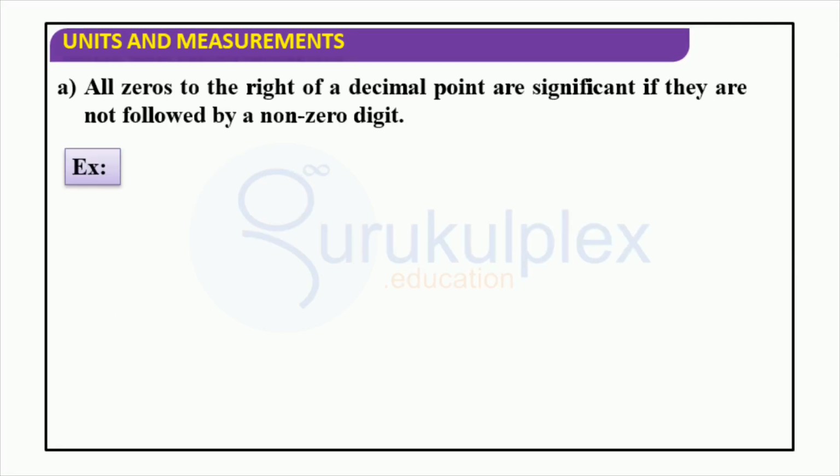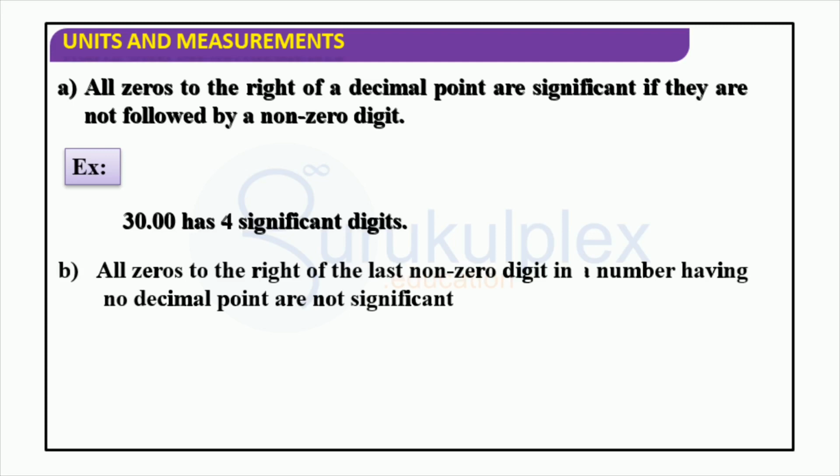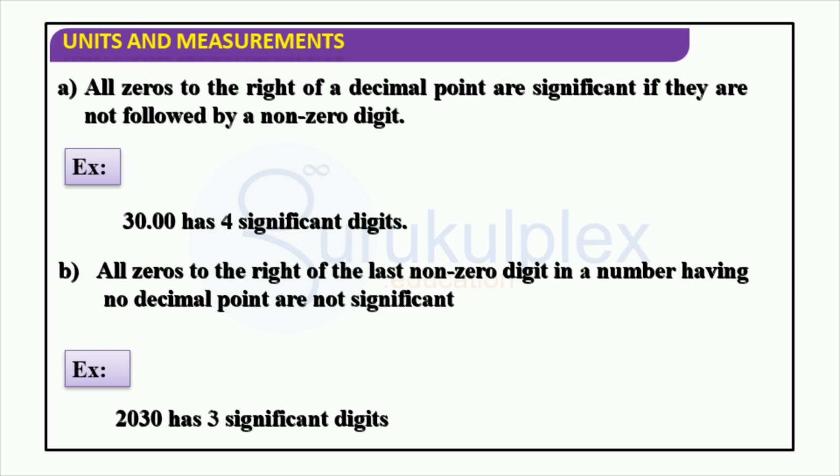Understanding units and measurements of a number is essential. As an example, 30.00 has 4 significant digits, all the zeros to the right of the decimal point having value. On the other hand, zeros to the right of the last non-zero digit in a number without a decimal point are not significant. For instance, 2030 has 3 significant digits. Having a proper understanding of each term and definition can help greatly in calculating and using measurements.